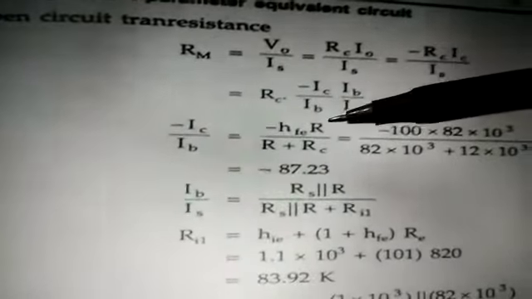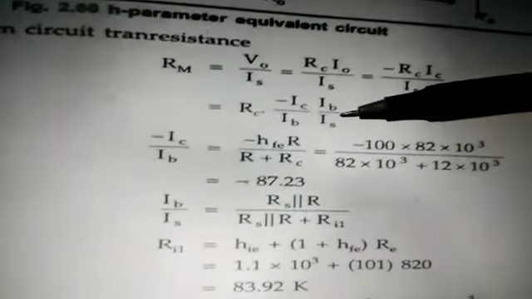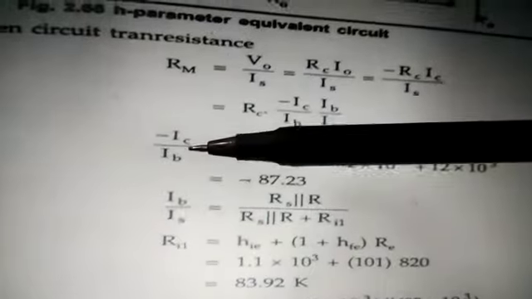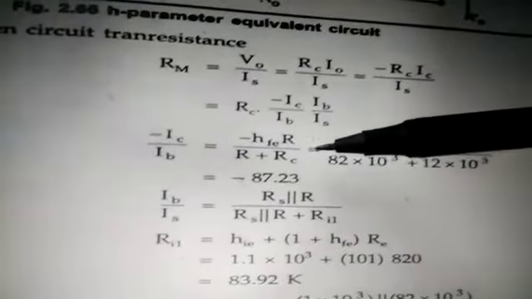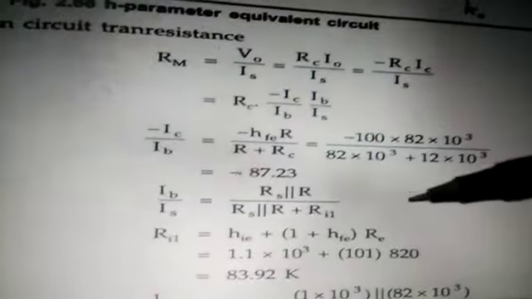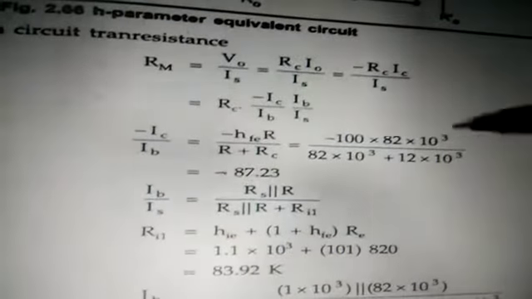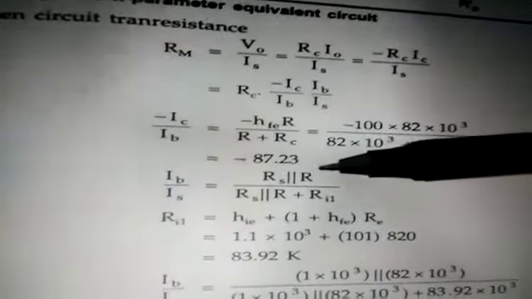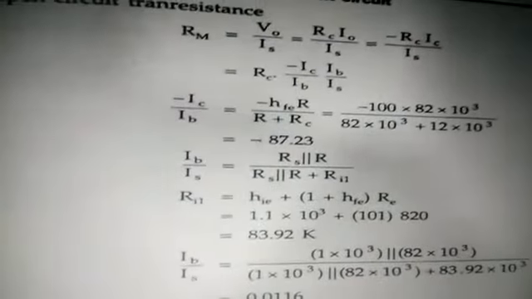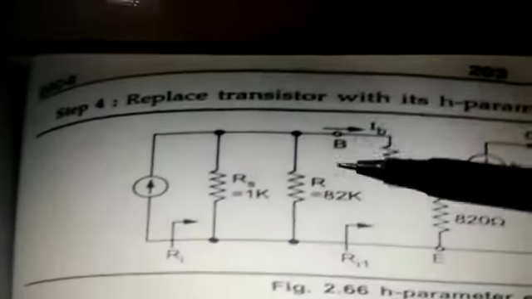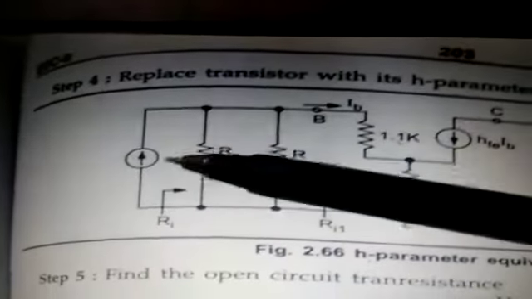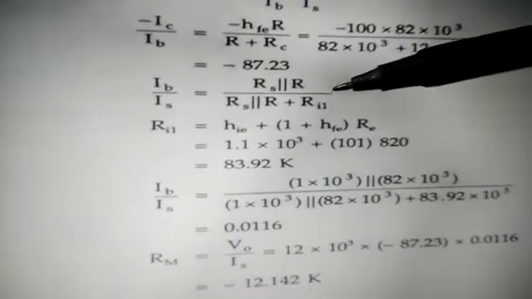So you can calculate this value as Rm equal to Rc times minus Ic by Ib and Ib by Is, divided into two parts. Then calculate first: minus Ic by Ib is given by the formula minus HFE into R upon R plus Rc. Just put the values here. All values are given. It comes to be minus 87.23. And then calculate Ib by Is from the circuit. This is Ib and this is Is.